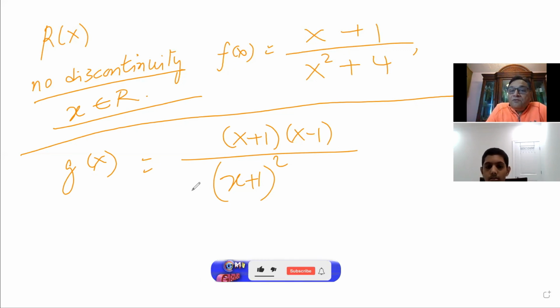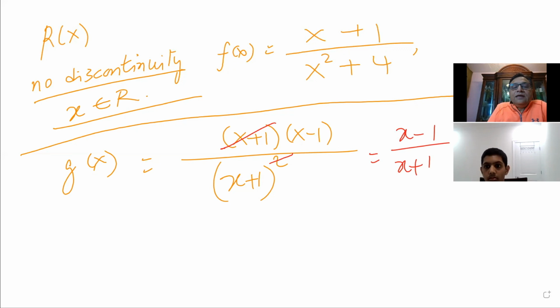So here, factors are cancelling. Factors are cancelling. And we are writing this as x minus 1 over x plus 1. The restriction still is only x is not equal to minus 1. And here we have no hole, right? Just a vertical asymptote. Does it make sense?